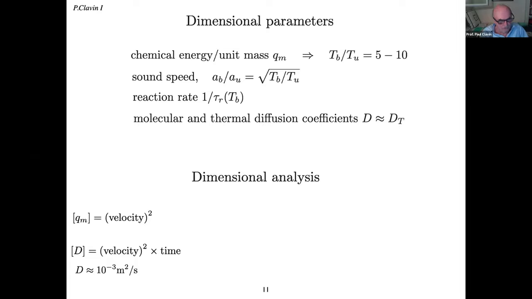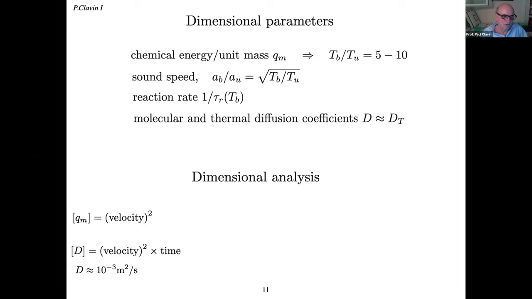And now you have the reaction rate, which is in fact the characteristic reaction time at the maximum temperature. And you have the molecular diffusion coefficient. D is molecular and DT is the thermal diffusion coefficient, which in gas are all of the same order and practically equal.